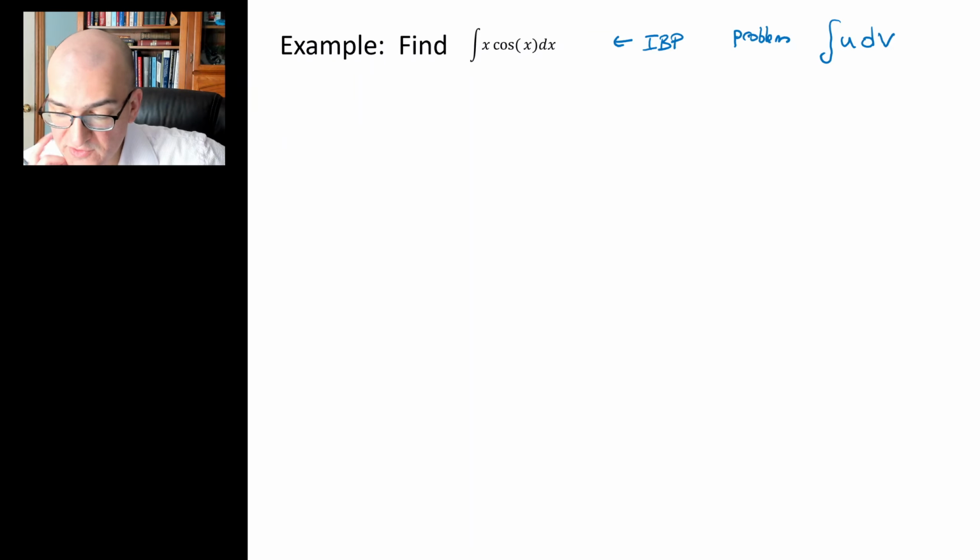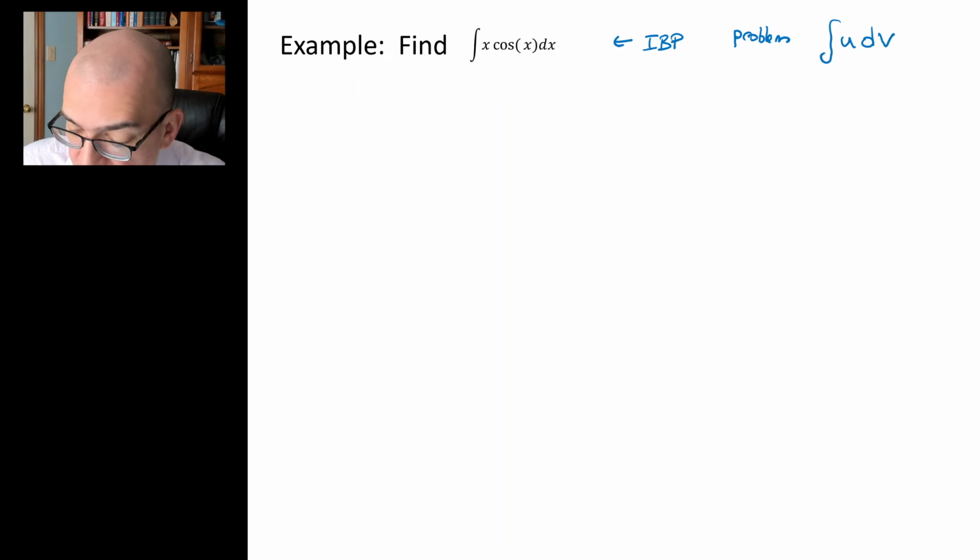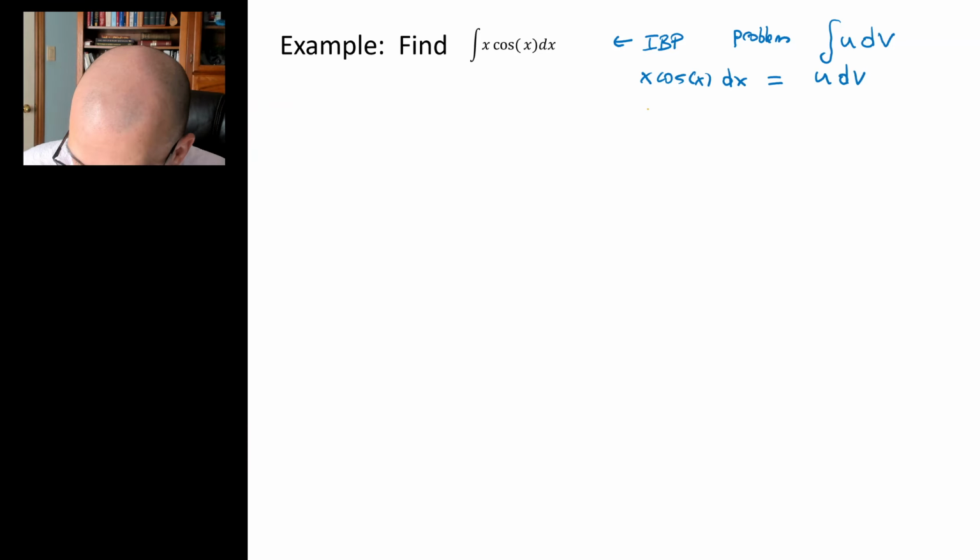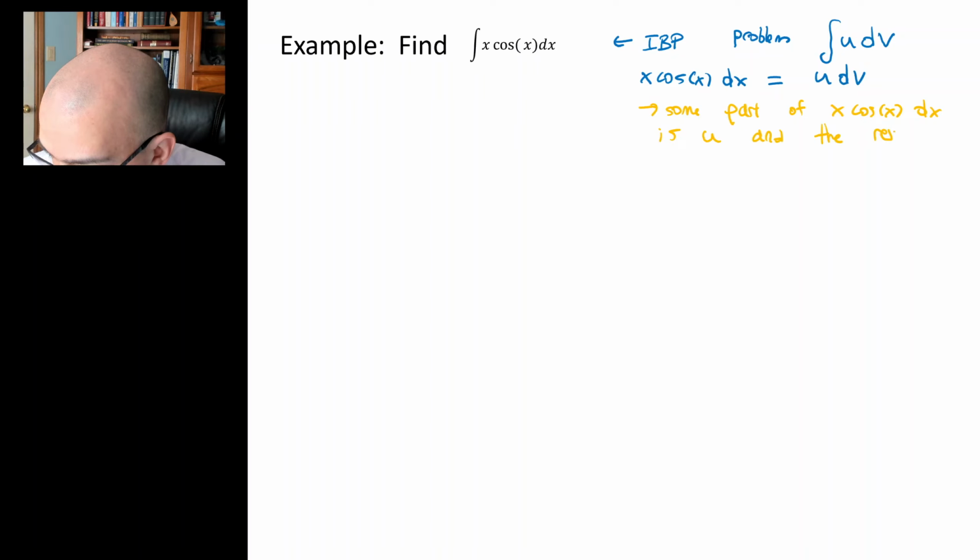Which means that I have to express this integral as u times dv. So some part of this I have to call u, and some part of this I have to call dv. x times the cosine of x dx is equal to u times dv. Some part of x cos of x dx is u, and the rest is dv.